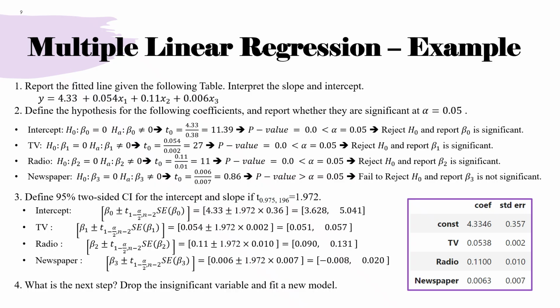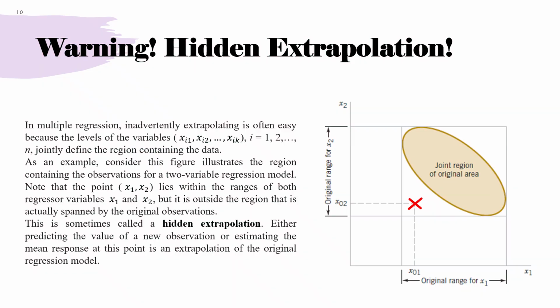In simple linear regression, extrapolation is easy to spot. The predictor value is outside the data range. In multiple linear regression, extrapolation can occur even when every predictor is individually within its observed range. This happens because the model is making predictions in a multidimensional space, and the data only occupy a limited region of that space.